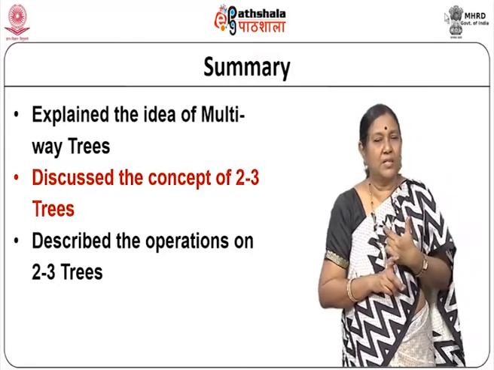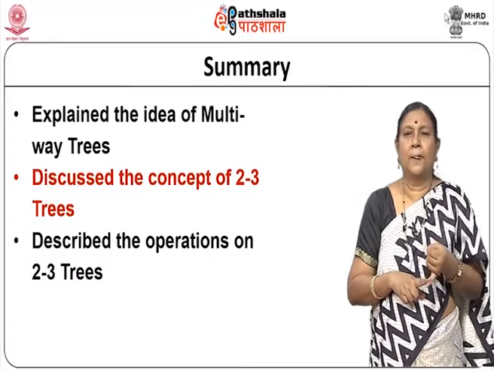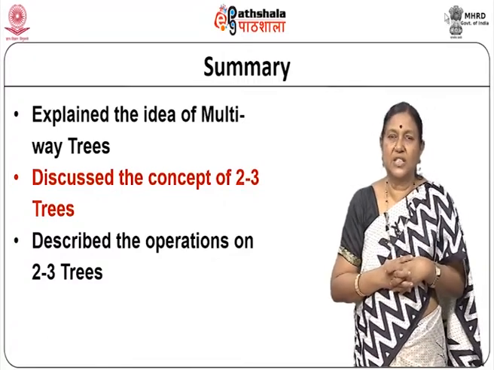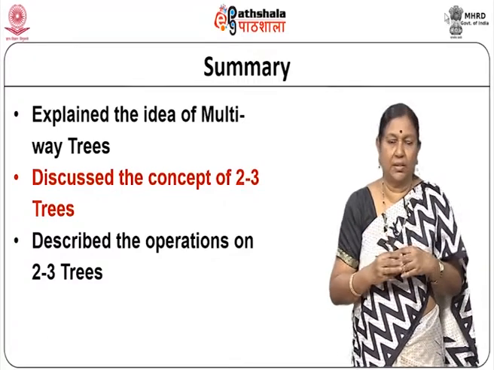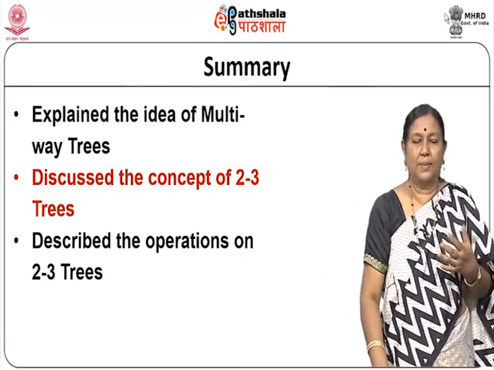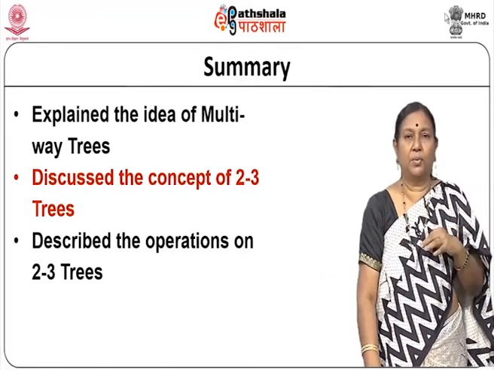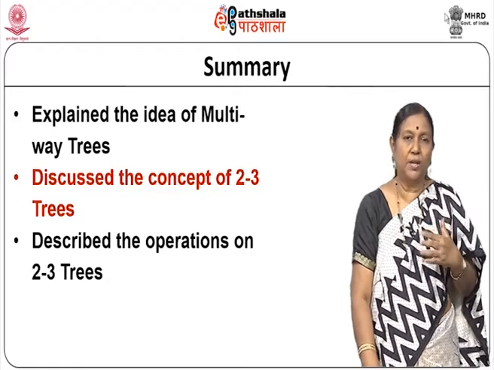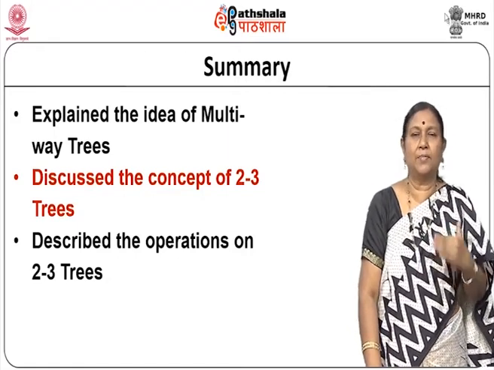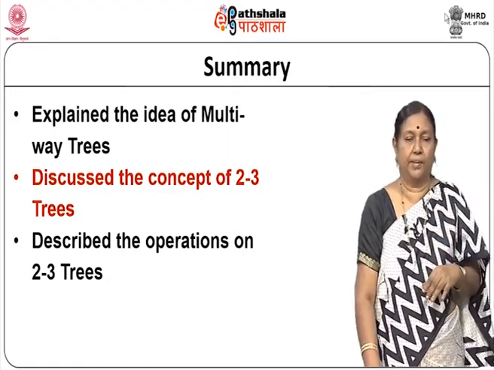So, we described operations on 2-3 trees, search, basically we discussed insertion and deletion. When the property of 2-3 trees becomes violated, what happens? One, it became overfull, one it could become empty. So, in the next module we will be talking about another type of multivariate search tree, the 2-3-4 tree. Thank you.